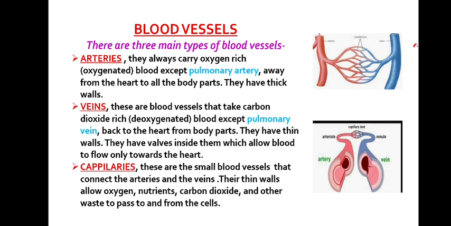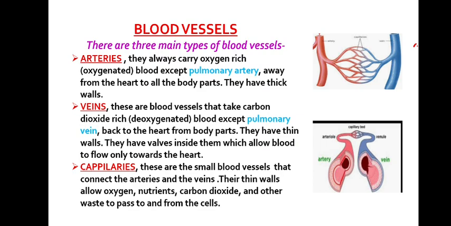What are blood vessels? Blood vessels are the tube-like structures that are present in our body to carry the blood. These thin tube-like structures we call blood vessels. There are three types of blood vessels.